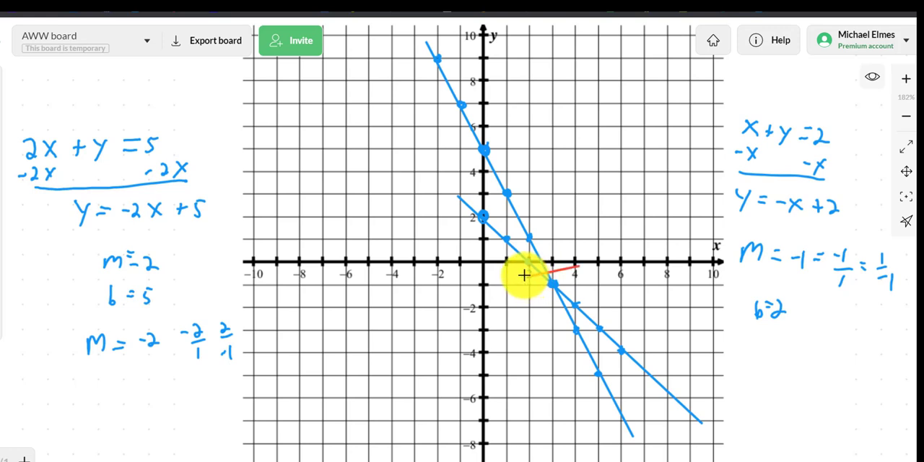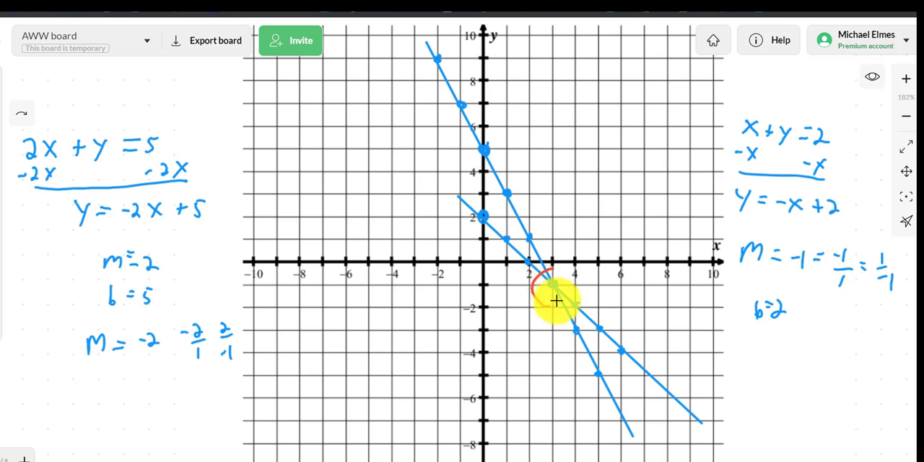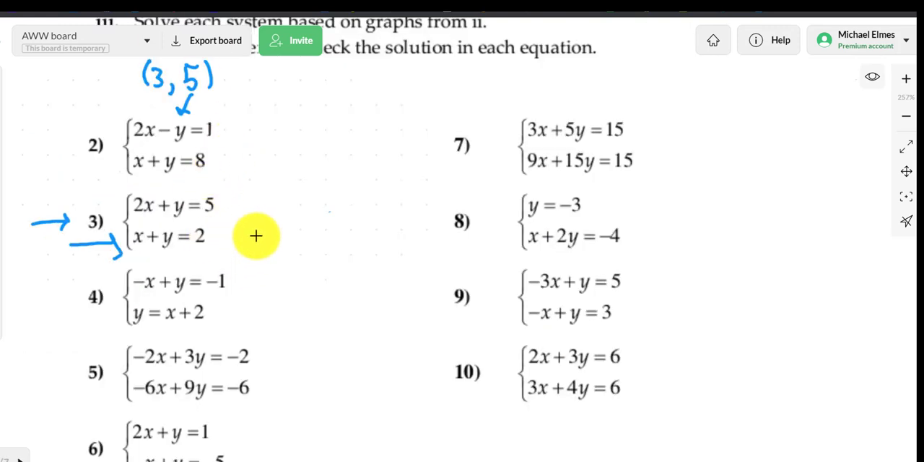Whoa, I didn't use my pencil tool. Right, so here's the intersection. And as an ordered pair, I think that's (3, -1). So (3, -1) is the solution to this system. Right, (3, -1) is my answer. And again, you could check your work by plugging it in to make sure it works.